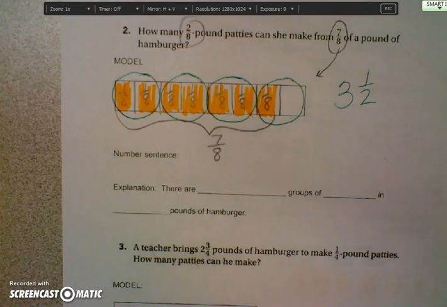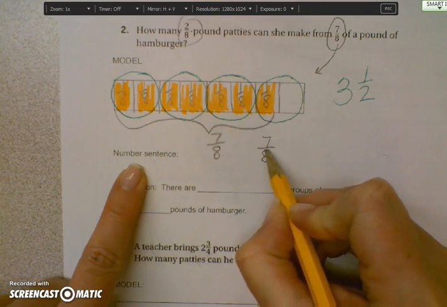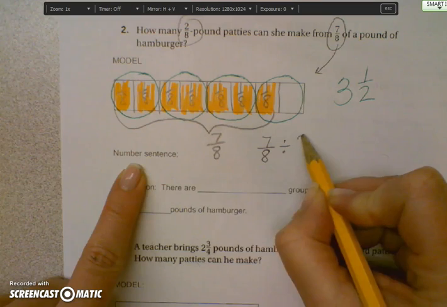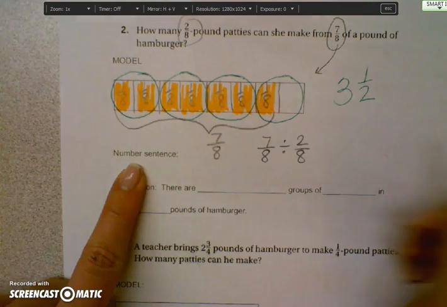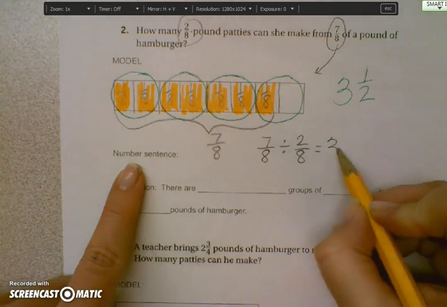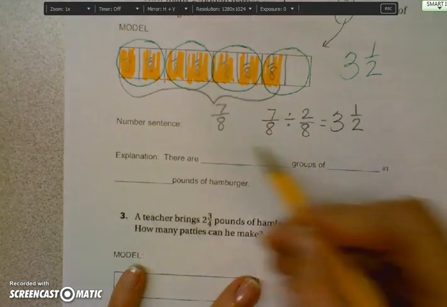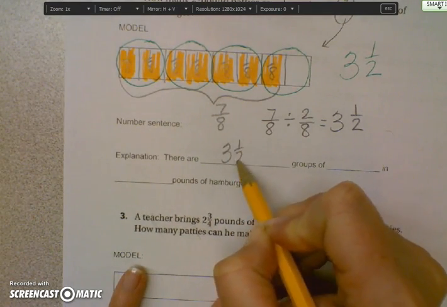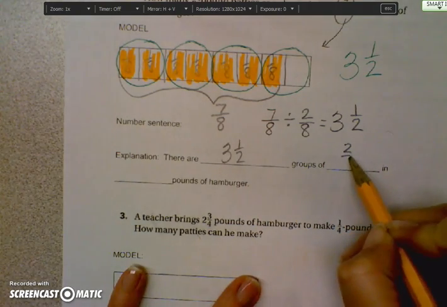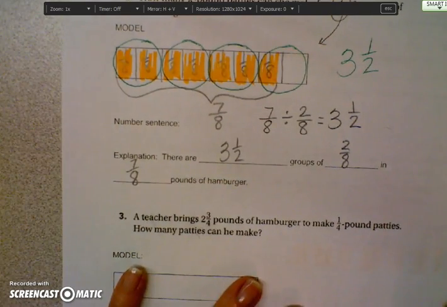So to write our number sentence, we started out with 7/8. We divided it into 2/8 of a pound patties, and we found out that we could make 3 1/2. So our number sentence should read, there are 3 1/2 groups of 2/8 in 7/8 pounds of hamburger.